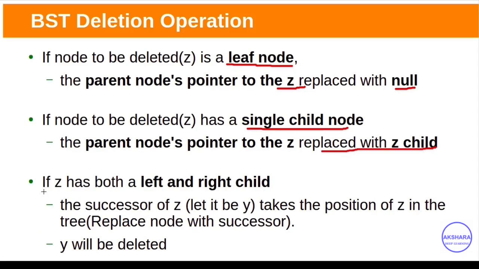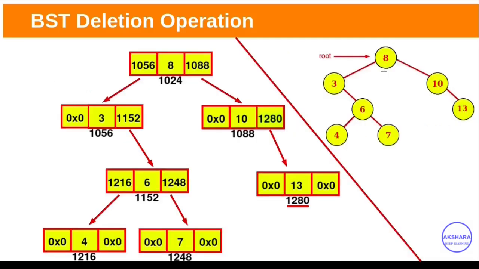And the third case is if the node to be deleted has left and right children, then the successor of Z takes the position of Z in the tree. Means we have to replace Z with its successor. Suppose Z's successor is Y, then Z will be replaced with Y and Y will be deleted. Suppose we want to delete this node 8. It has both left child and right child. Find the in-order successor, means the smallest element within the right subtree. Here it is the 10.